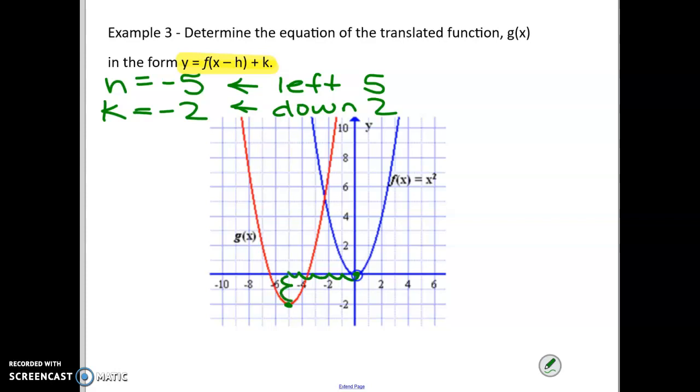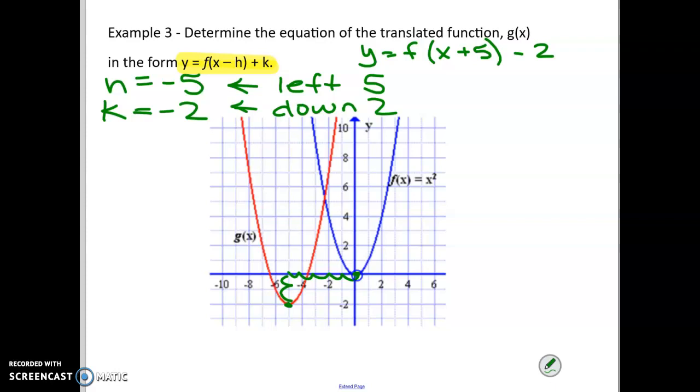Now we're going to put it into our equation. So in the h spot, I'm going to put a negative 5. Should it be a positive 5? Yeah. And it's going to look positive because when I plug a negative into here, the double negative is going to change to a positive. And then my k value is negative 2. So this would be, in function notation, the transformation from the blue graph to the red graph.